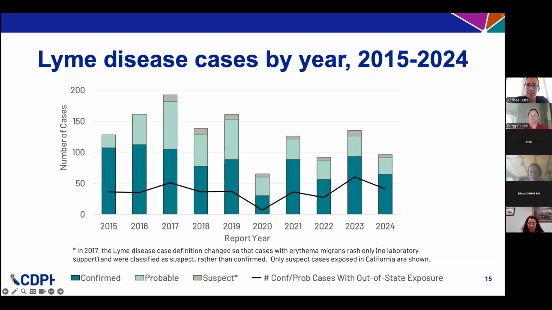And so here are Lyme disease cases in California by year over the last approximately 10 years. We see about 100 cases per year, more or less. And oftentimes those cases have some sort of travel to other parts of the country. There's much more Lyme disease in the Northeast US and the Midwestern states compared to California. So oftentimes people will return home with Lyme disease that they did not acquire here. Next slide.